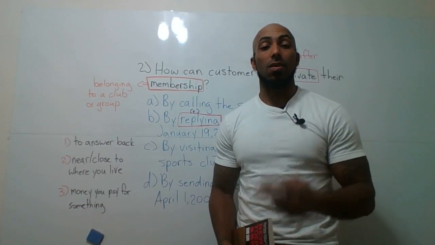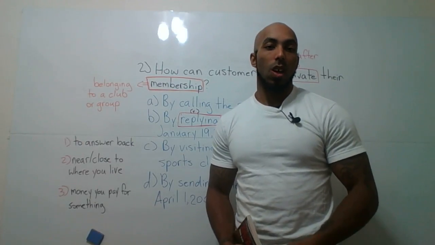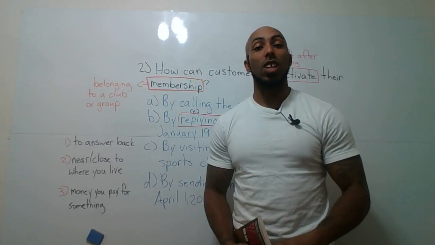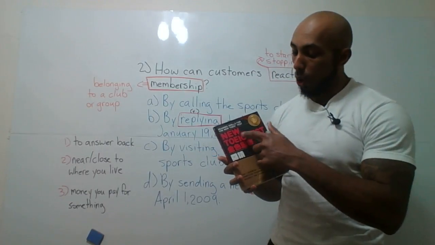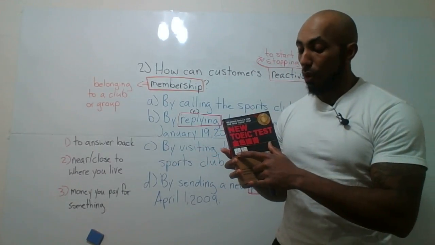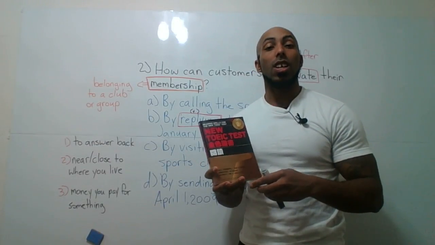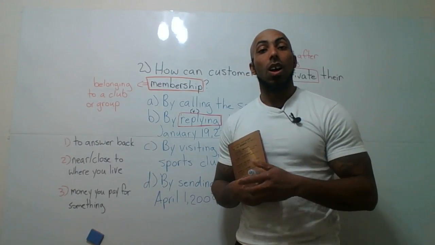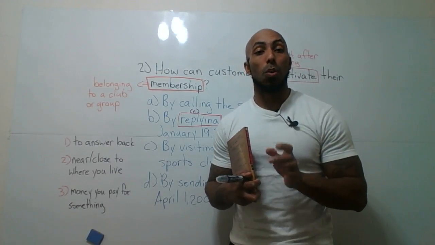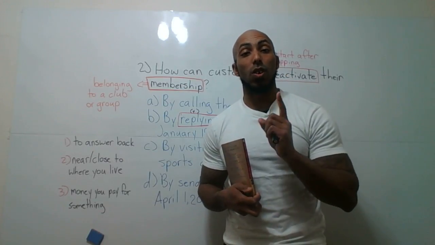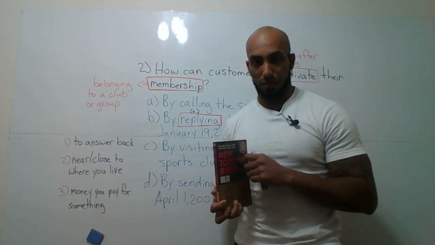This is going to be the second video of the TOEIC test preparation video series. Yesterday I posted a video of a question taken from this book, which is the new TOEIC test practice for the reading portion of the TOEIC test. Yesterday's video was talking about an email of a cancellation of someone's membership to a sports club. We did the first question yesterday. Today we're going to do the second question and the last question.